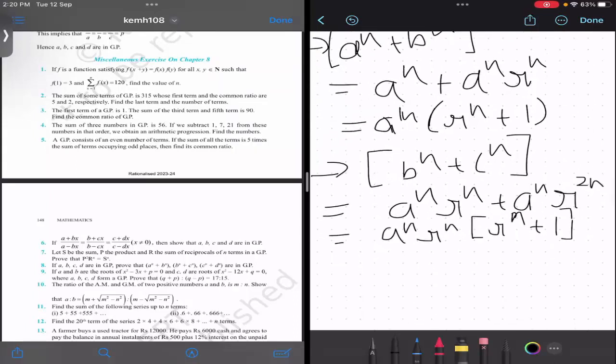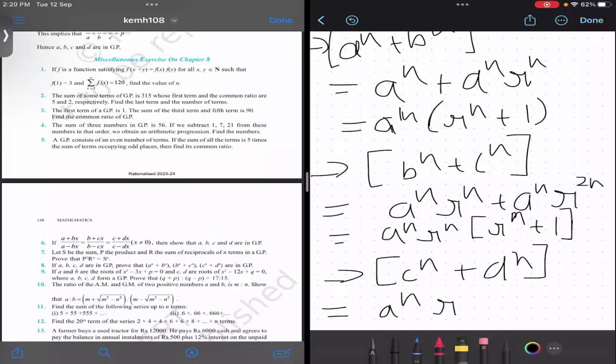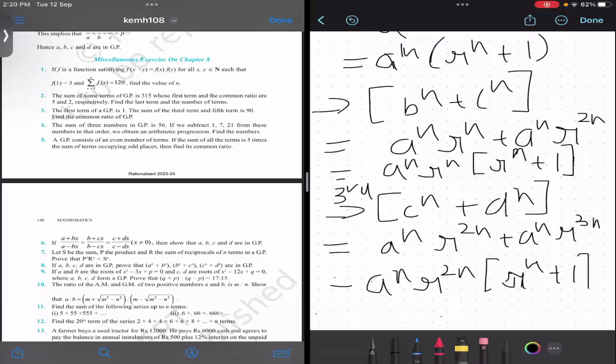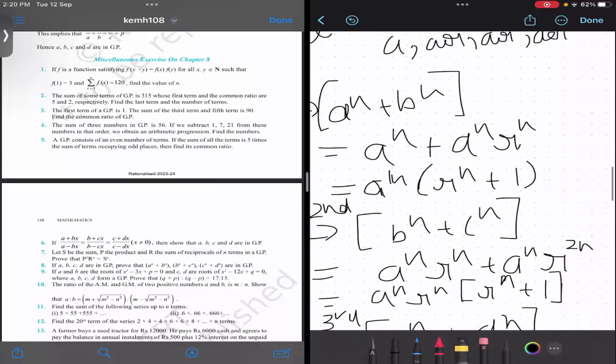The third and the final term in this supposed GP would be C^n + D^n. Again, this would be a^n r^(2n) + a^n r^(3n), and subsequently it would be a^n r^(2n) common. In the brackets you would have r^n + 1. So this is going to be your third, this is going to be your second, and this right here is going to be your first term.